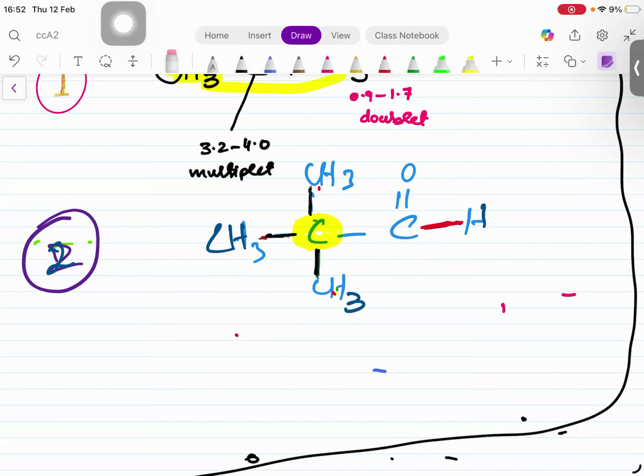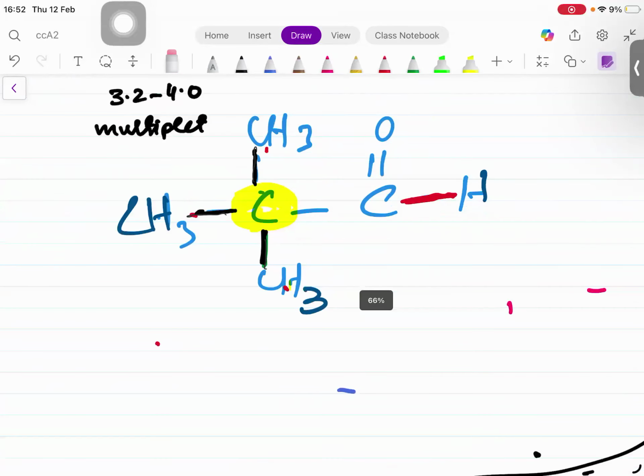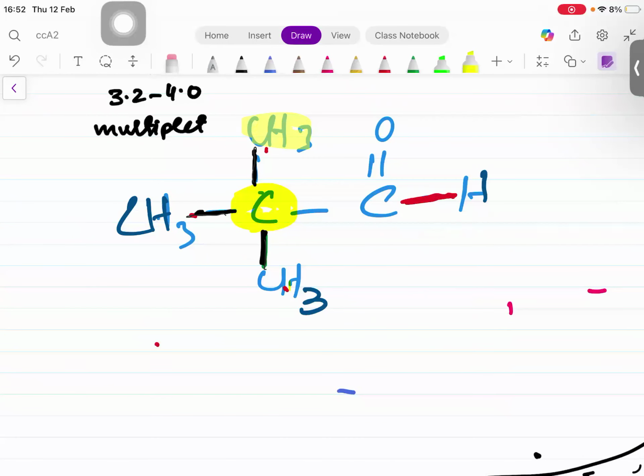How many peaks? How many peaks? Seven peaks, Hashim said. Hashim, can you tell me which ones? 10 peaks. Which one?